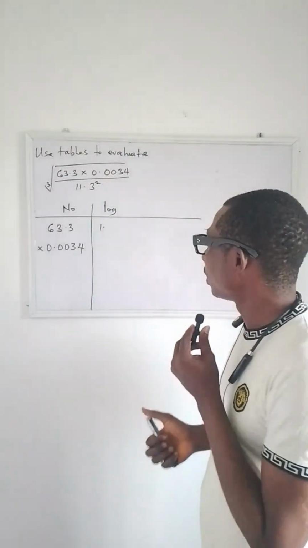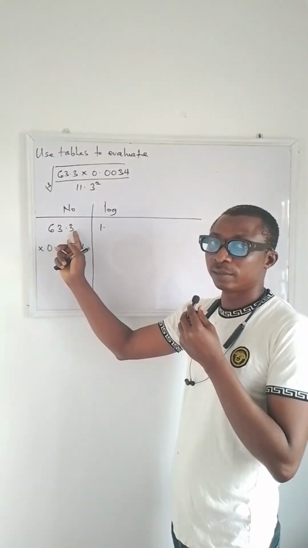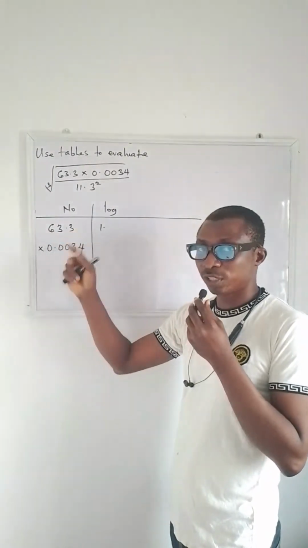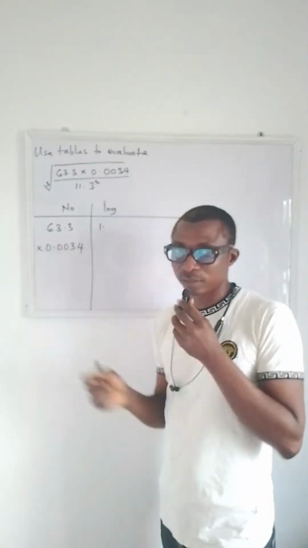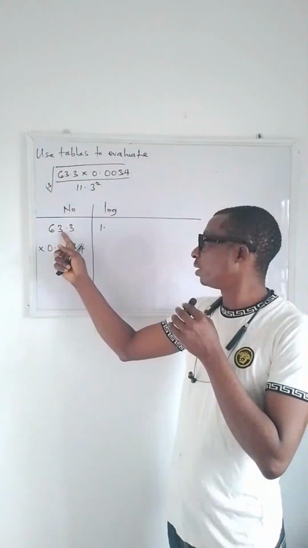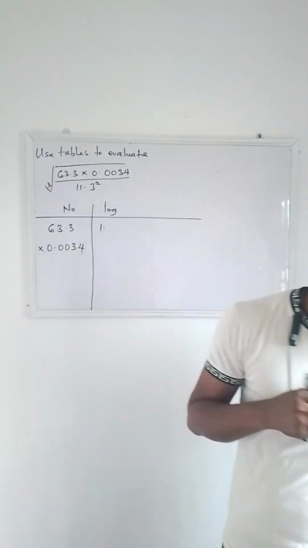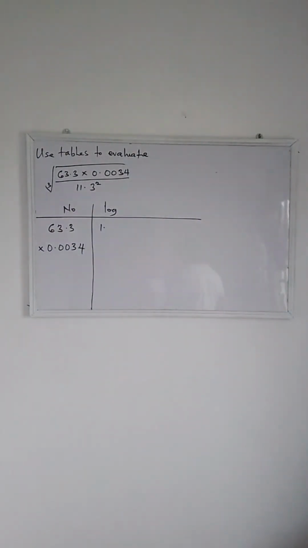Okay, so now check 63 under 3. Check your logarithm table and tell me what the answer is. I want to have your answer. What do you have? I have my own answer here. So check 63 under 3.